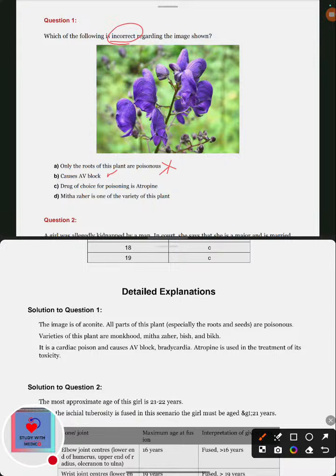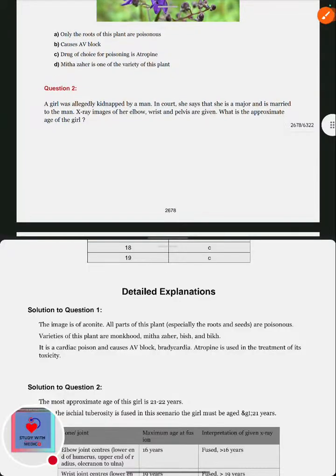Drug of choice for poisoning is atropine. Atropine is used in the treatment of toxicity. Correct. Mitha zahar is one of the varieties of this plant. Yes, mitha zahar. Monkshood, mitha zahar, bish, bikh. These are the varieties.